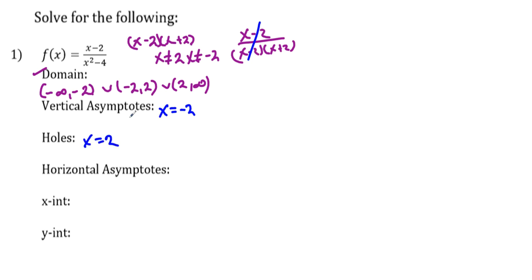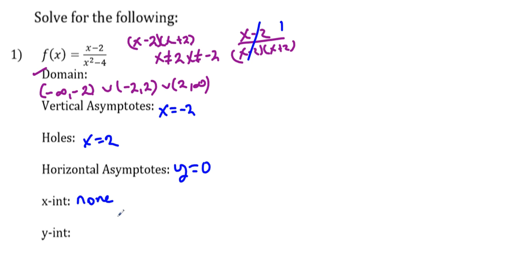We do have a horizontal asymptote. This is bigger on the bottom, so it's going to be y is equal to 0. And to find the x-intercepts, well, when that cancels out, we have 1 up here. We don't really have an x-intercept, okay? x doesn't equal 2, so that's a domain restriction, so there's no x-intercept.